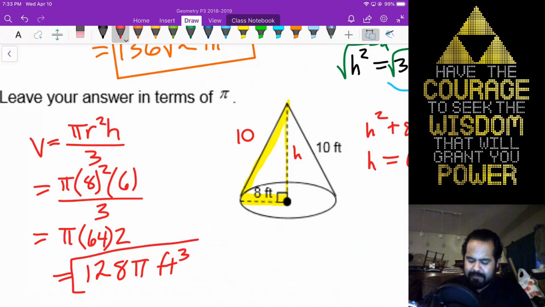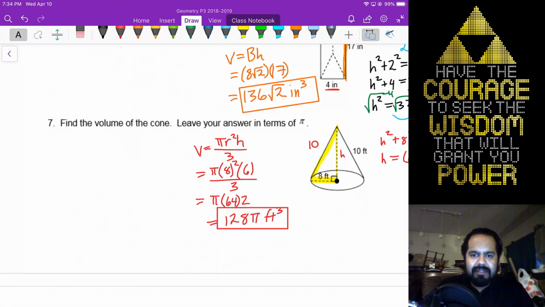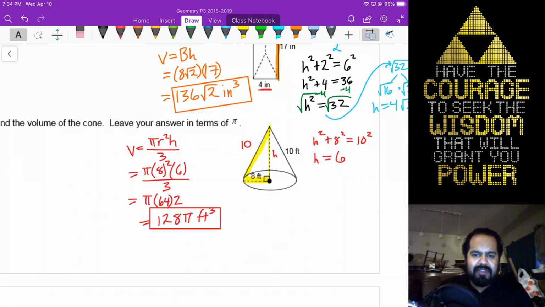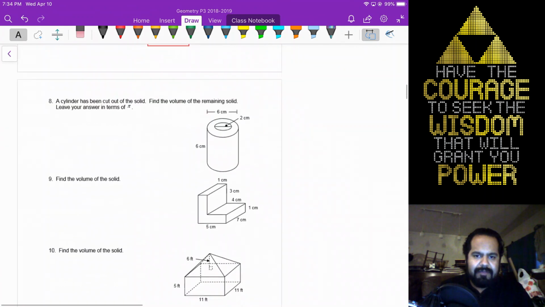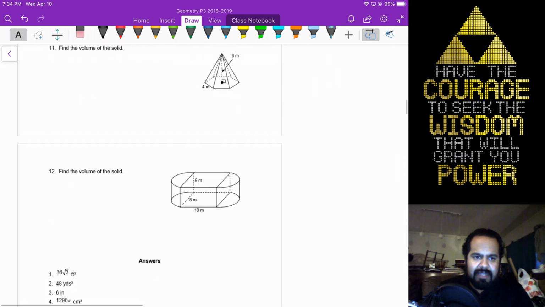Feet cubed. Yes. I got 2 free tacos. Speaking of tacos, that might be a great dinner for tonight. All right. Number 7's done. We're like more than halfway done, y'all. We're halfway there. Whoa. We got lots of work.